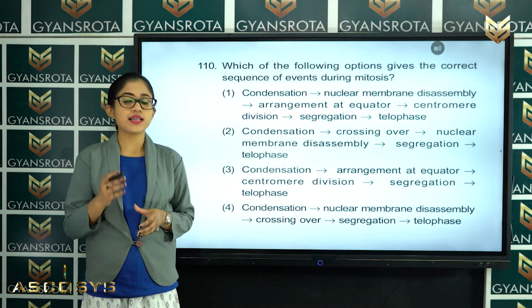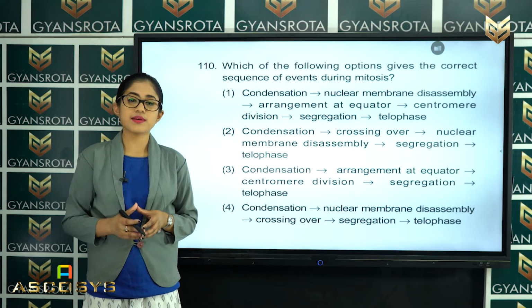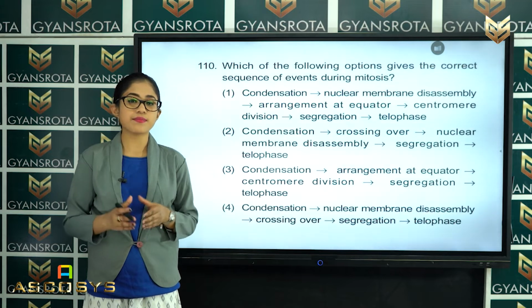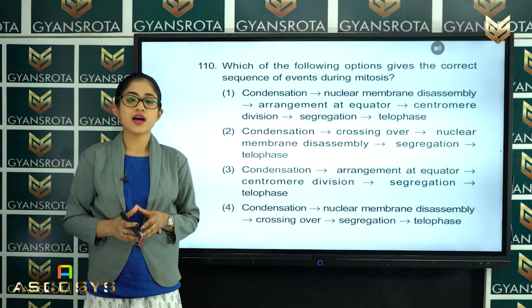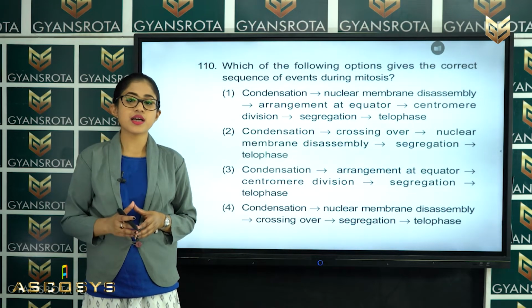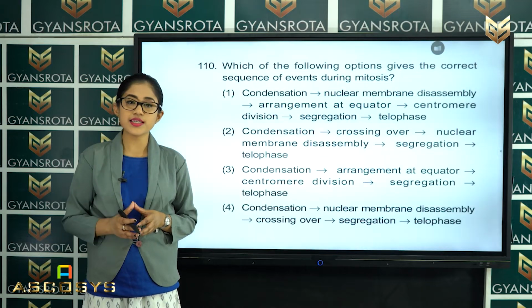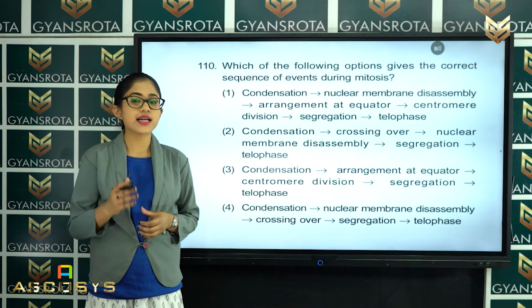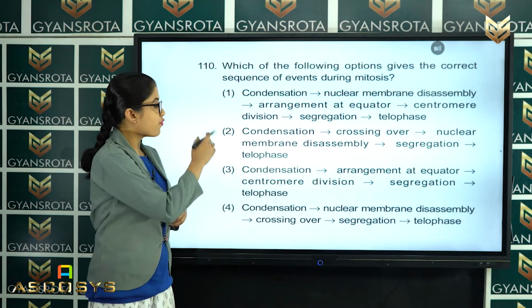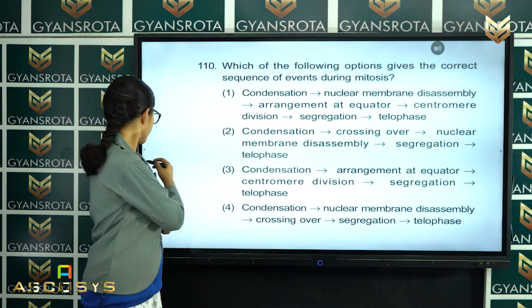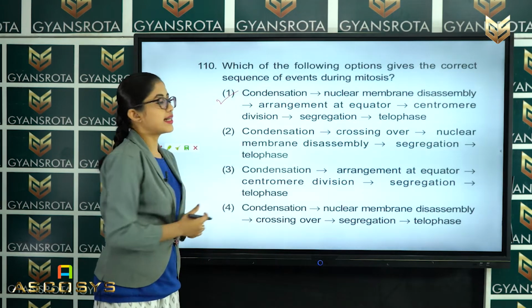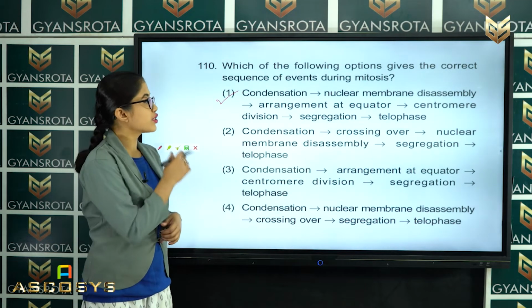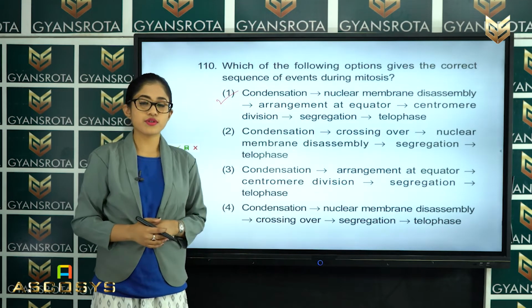Next is the arrangement at the equator, called the metaphase stage. After that, the separation of the centromere takes place in the anaphase stage, and the next is segregation, and the last one is the telophase, in which two different cells are produced. So this is the correct sequence. Among these four options, option number 1 is the correct answer to this question. I hope you have understood this process of mitosis.